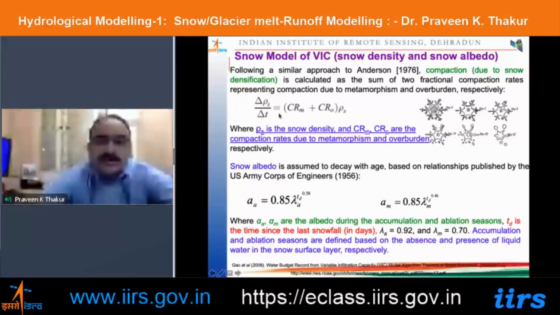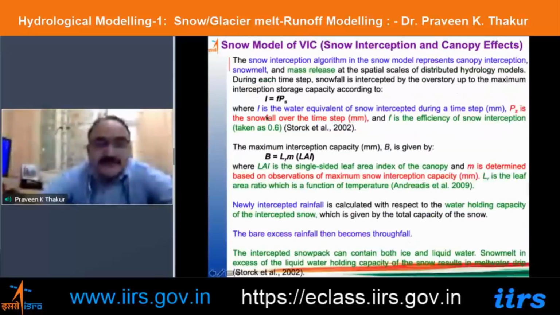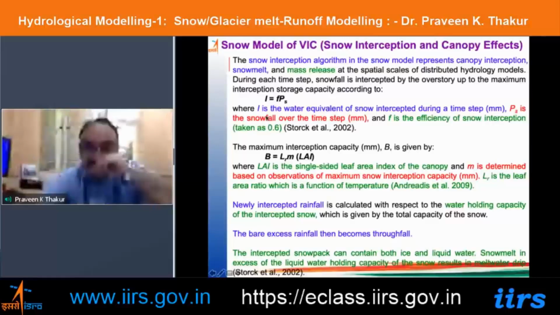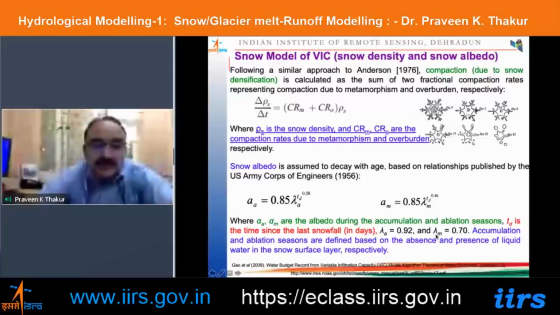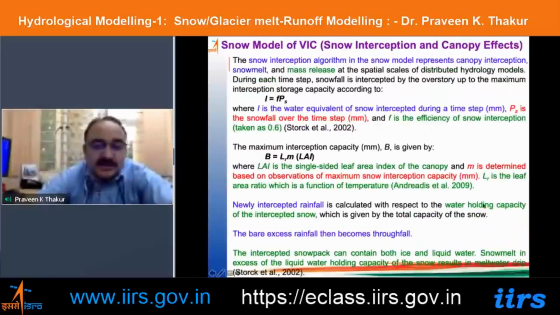So this model has a component for snow interception and canopy effects also. The canopy interception is affected by the water equivalent which is getting intercepted, and it is a function of my leaf area index. Leaf area index can also be derived from remote sensing, and whatever is intercepted will be retained up to the water holding capacity. Once the water holding capacity is reached, the rest of the water will fall as throughfall.